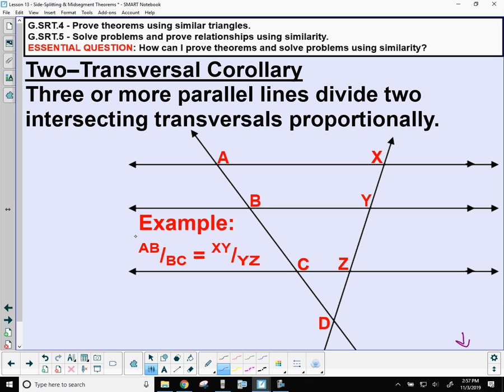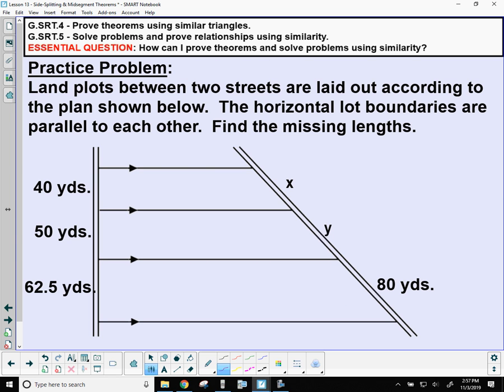Anyway, example. Again, you can have AB over BC, XY over YZ. So you want to jot down that example into your fill-in notes. We're going to use this idea to solve these next proportions. So go ahead, try these out, set up good proportions.